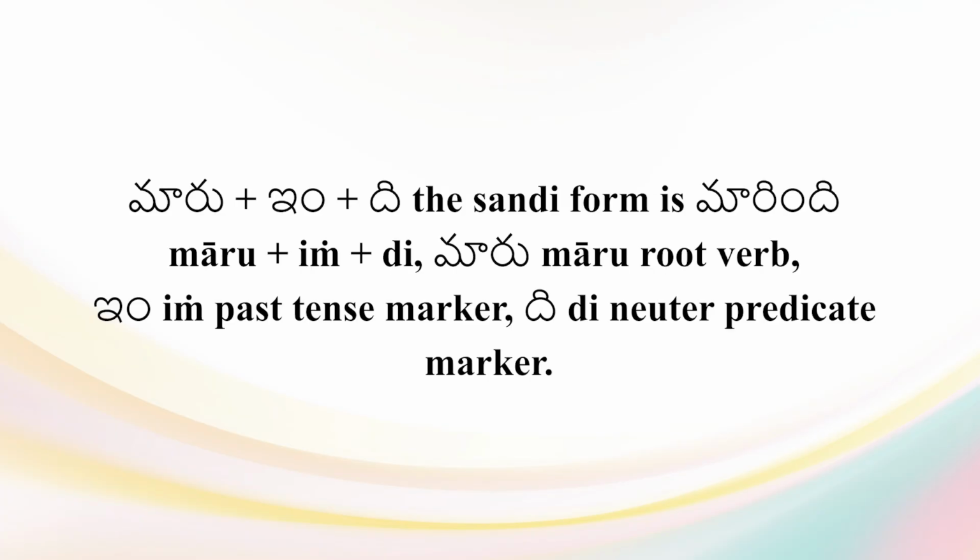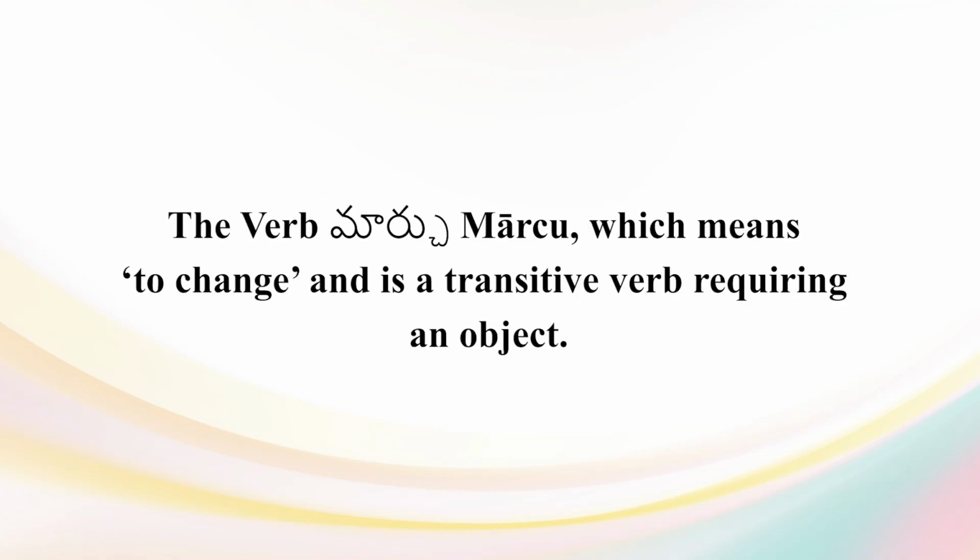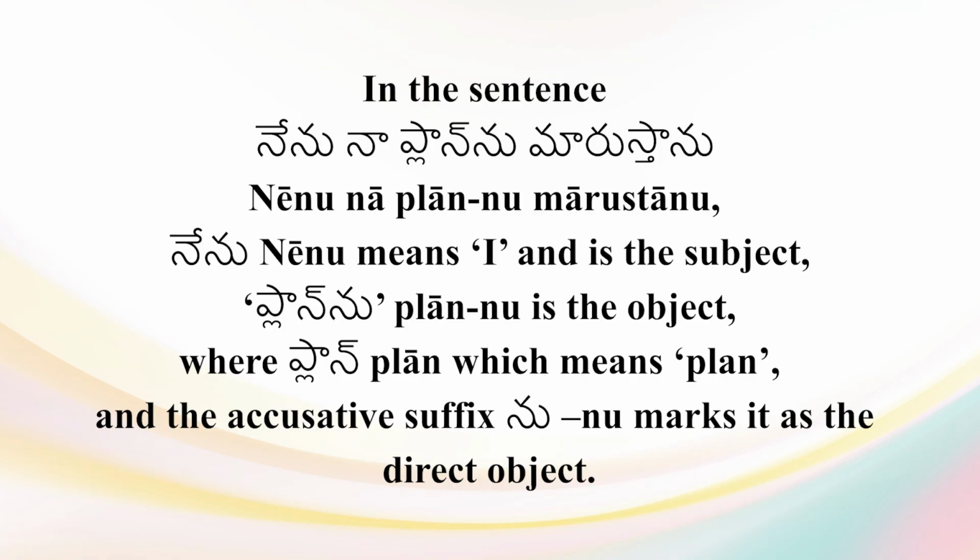Grammatical formation of the verb: maru plus im plus the, with sandhi, the form is marindi. Maru plus im plus past tense marker, neuter predicate marker. The verb marchu, which means to change, is a transitive verb requiring an object. In the sentence, నేను నా ప్లానును మారుస్తాను, నేను means I and is the subject. ప్లానును is the object, where plan means plan and the accusative suffix nu marks it as the direct object.